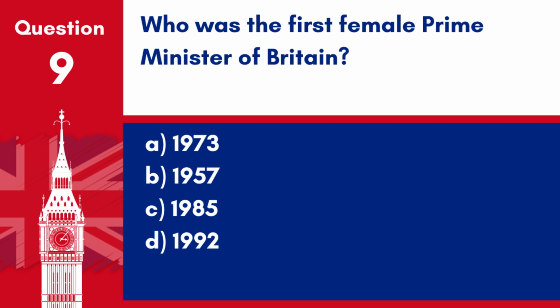Question 9. In what year did the UK join the European Union? A. 1973. B. 1957. C. 1985. D. 1992.